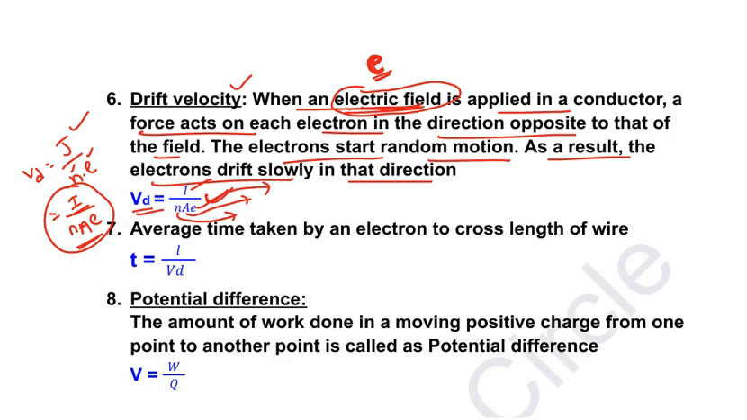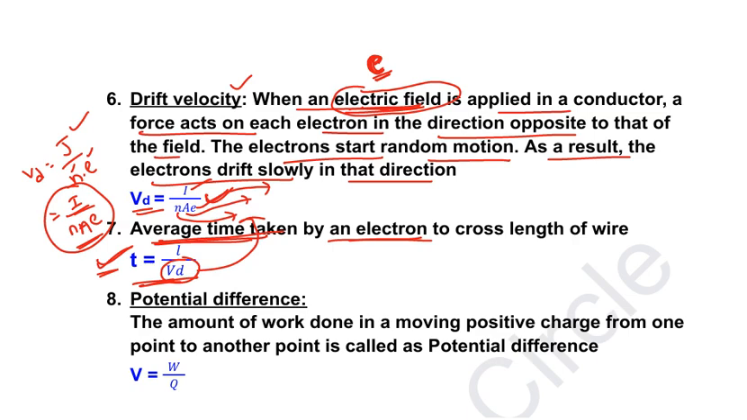In some problems, they will ask you average time taken by the electron. For such kind of problems, we need to use T equal to L by Vd, the length of conductor by drift velocity of the electrons. Vd means I by NAE, and L means length of a conductor. Just substitute here, you will get the average time value.